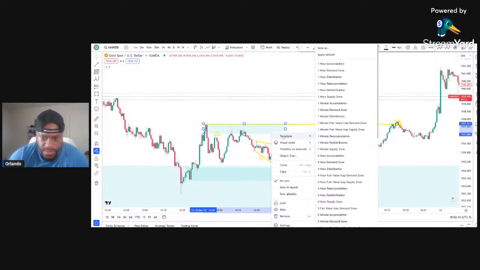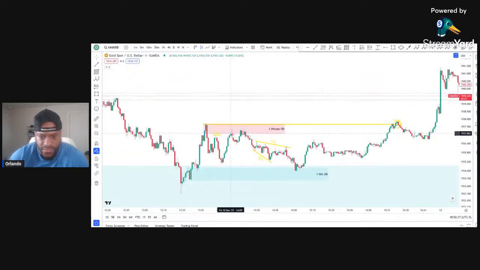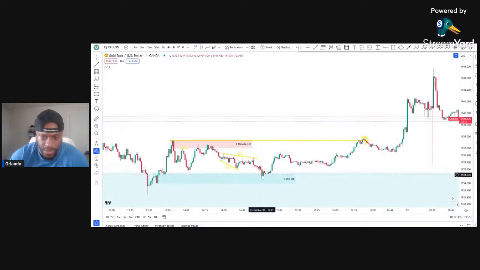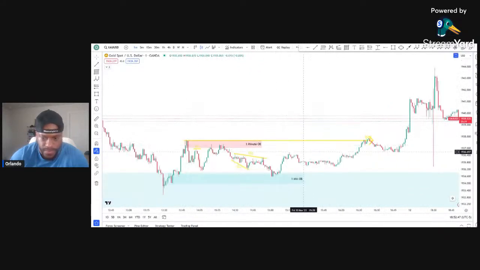This was a 1 minute supply zone that got broken through, obviously. So this could have been a trade from here, if you're a scalper. Came right here, this could have been a buy entry. So then you what? Accumulate, reaccumulate, and price leads to what? A break of structure. So this right here is liquidity. Now look, check this out.